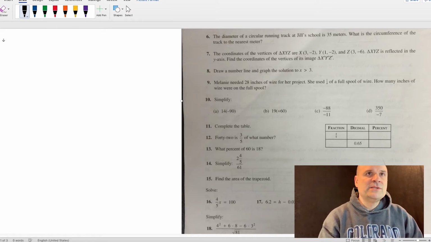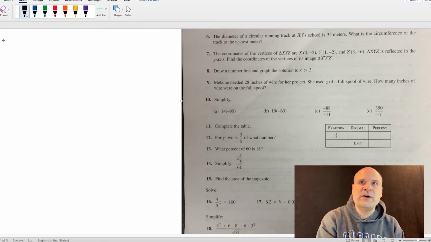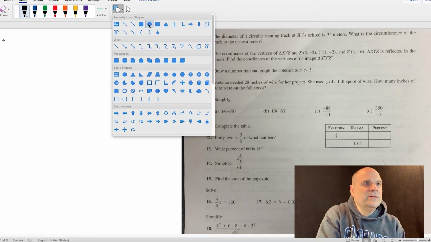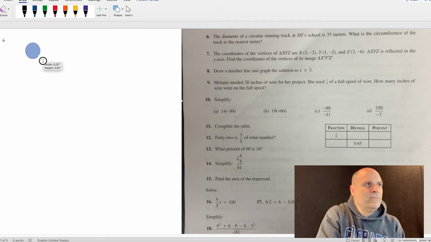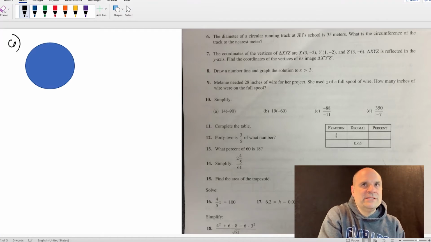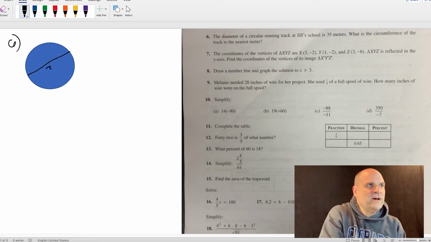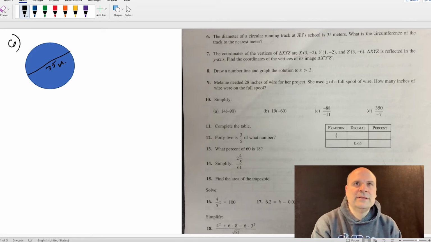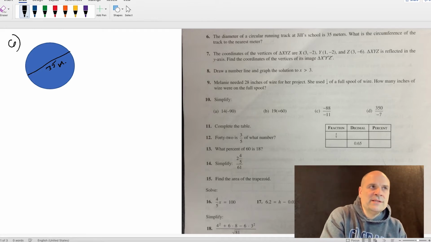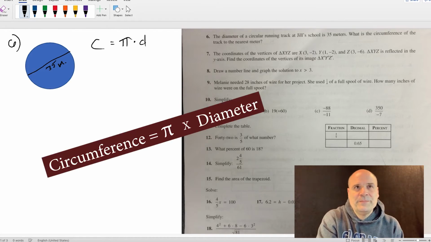The diameter of a circular running track at Jill's school is 35 meters. What is the circumference of the track to the nearest meter? Okay, I'm gonna do something awesomely cool here. I'm gonna draw a circle. So the diameter is 35 meters. So what is the circumference? Well, here's what you need to know. The circumference is pi times the diameter.